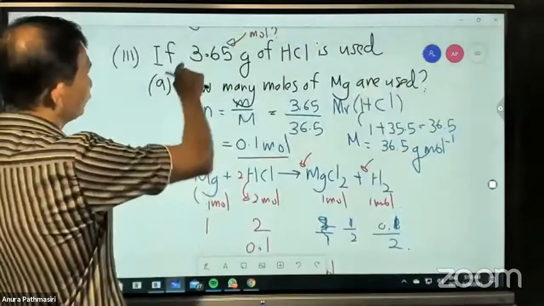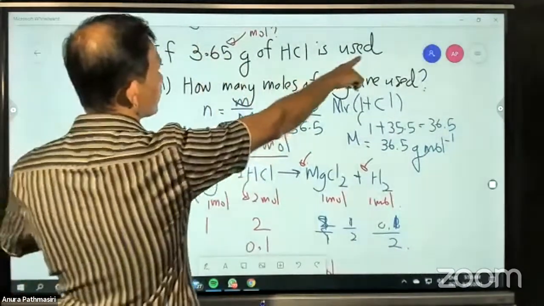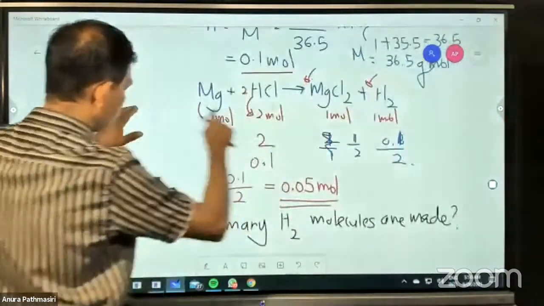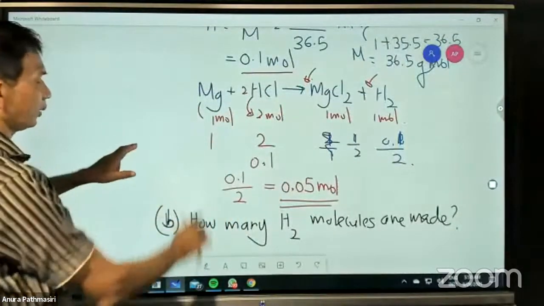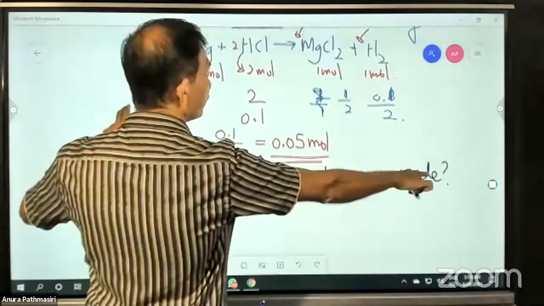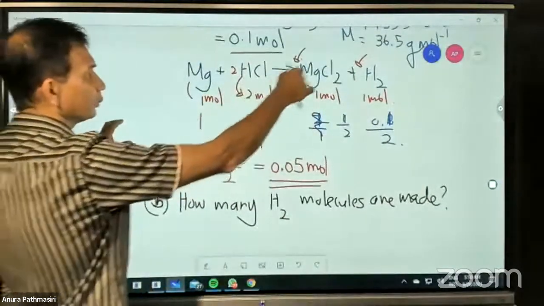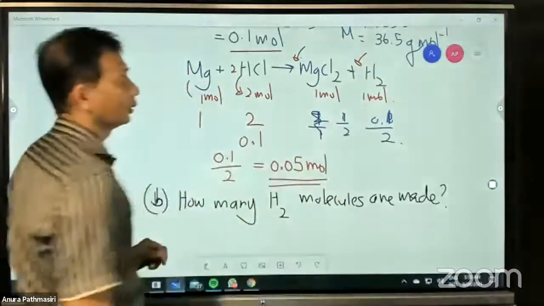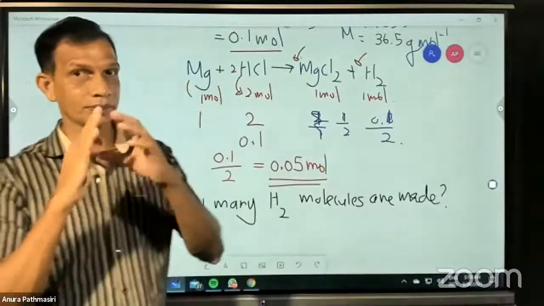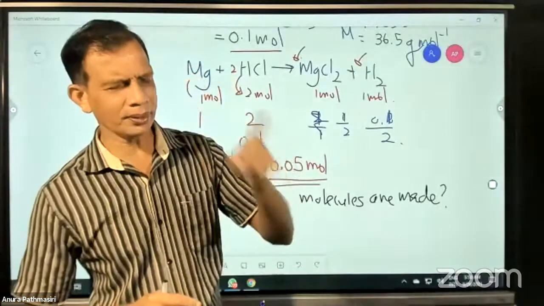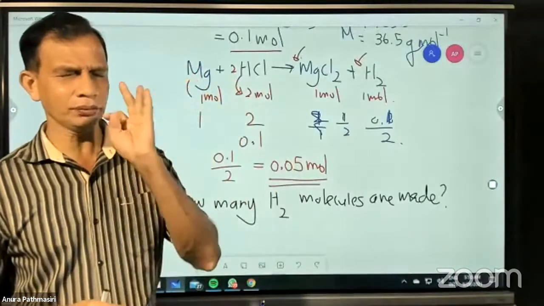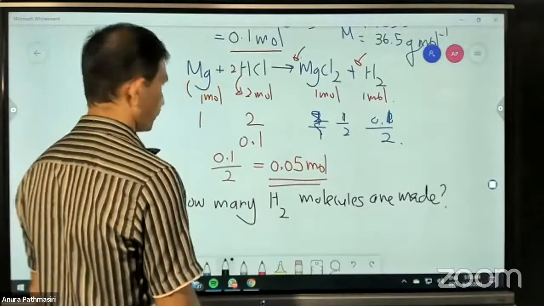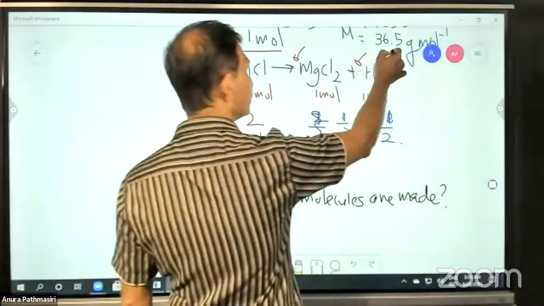If 3.65 gram of HCl is used, how many moles of magnesium are used? And the part B comes under that. How many H2 molecules are made? That means you want to find out the number of moles of hydrogen with 3.65 gram of HCl. How many moles of hydrogen are made?